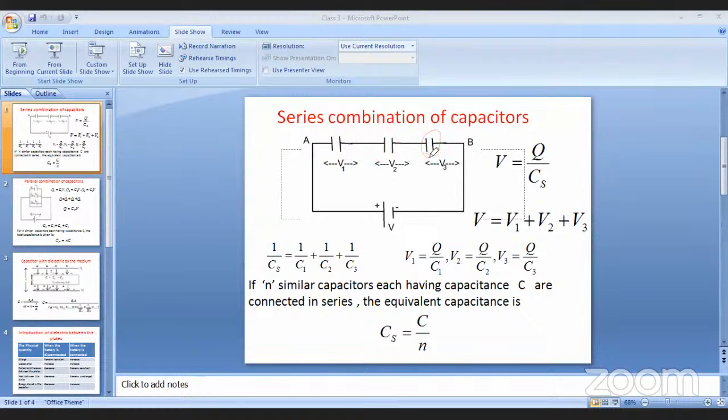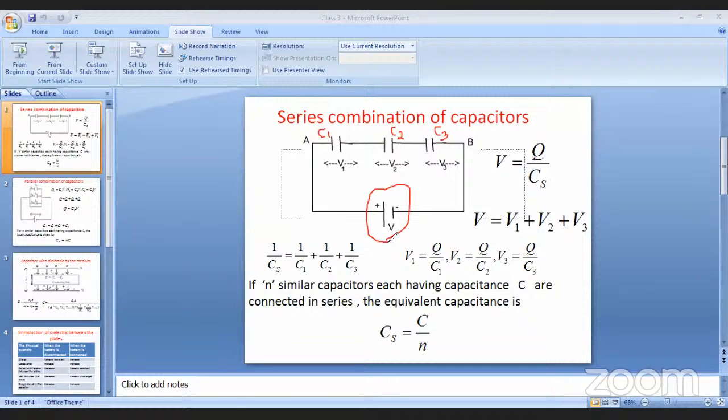In the same way, you can arrange n number of capacitors, but you have to arrange like this for a series combination. Series combination means it is head to tail arrangement. This capacitor can be considered as C1, this as C2, and this as C3. You have three capacitors and they are connected to a battery which is supplying a potential capital V.